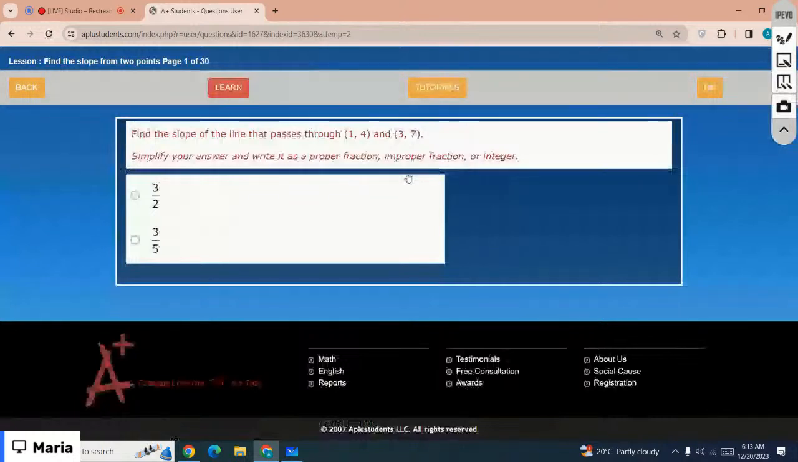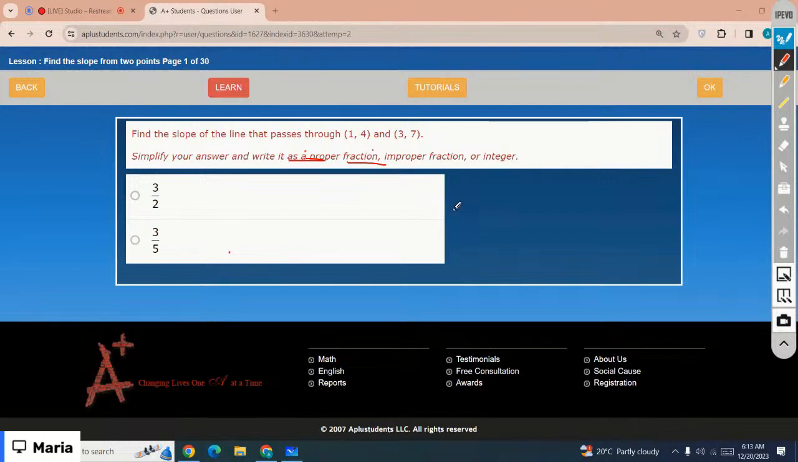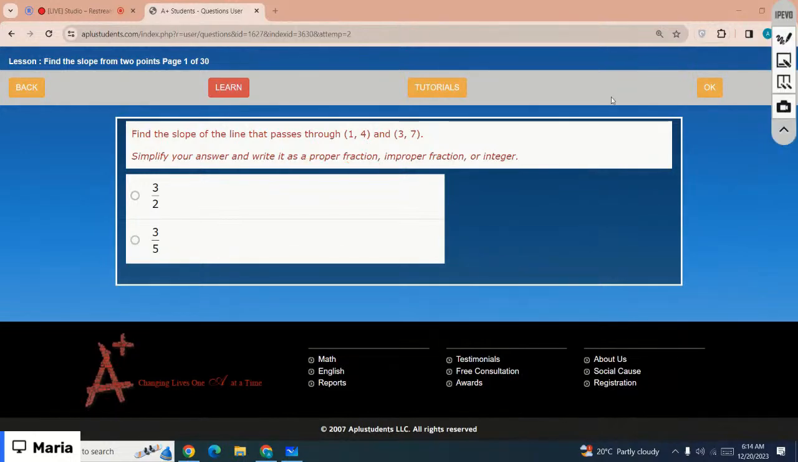Find the slope of the line that passes through 1, 4 and 3, 7. You are given the points, so just do change in y divided by change in x. The y coordinates give 7 minus 4 and the x coordinates give 3 minus 1. 7 minus 4 is 3 and 3 minus 1 is 2. So the slope of the line is 3 over 2. Option number 1 is the correct option.